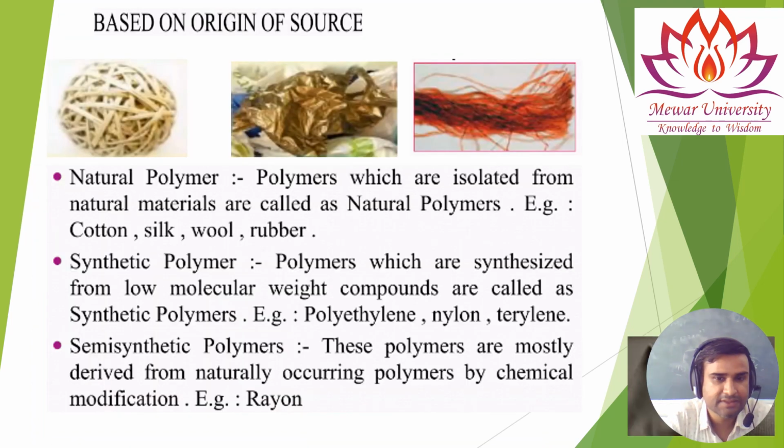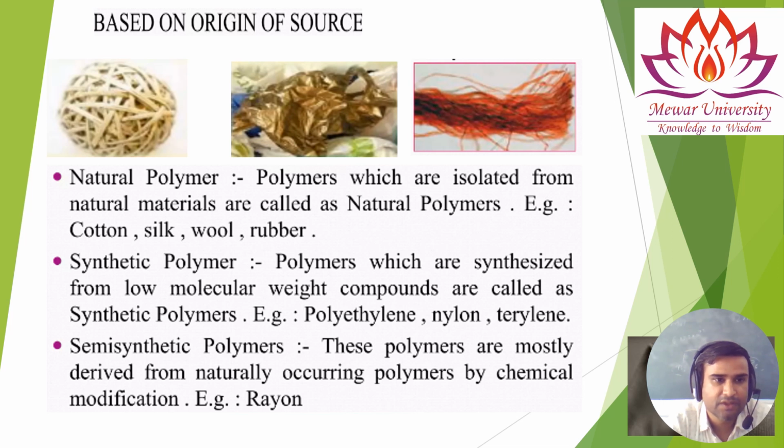Now let's start the detailed information about the polymers based on the origin of the source. Based on the origin of source, these are of three types. The first one is natural polymer. You can see the picture of the natural polymer. Polymers which are isolated from natural materials are called natural polymers. For example, you have cotton, silk, wood or rubber.